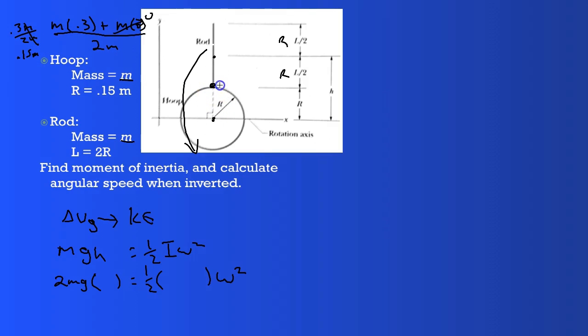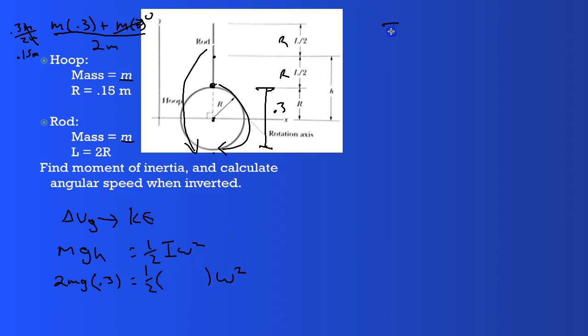And it's going to fall, it's going to invert itself. So it's going to go from 0.45 meters up here to 0.15 meters down there for the center of mass. So that's a total change of 0.3 meters. So we're going to say height equal to 0.3. Now we need to find I.